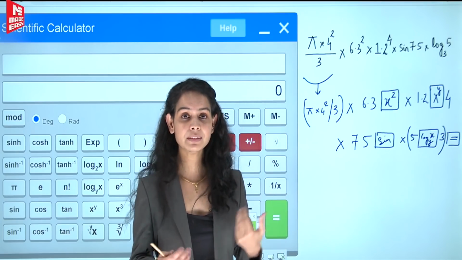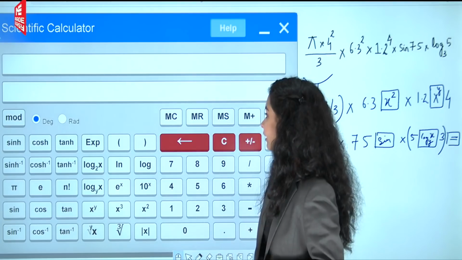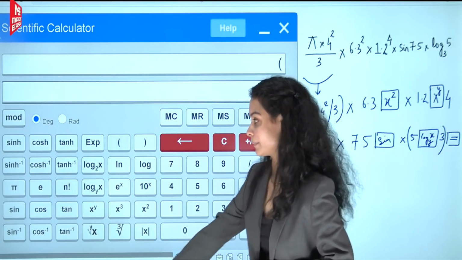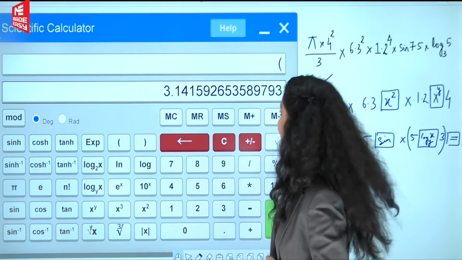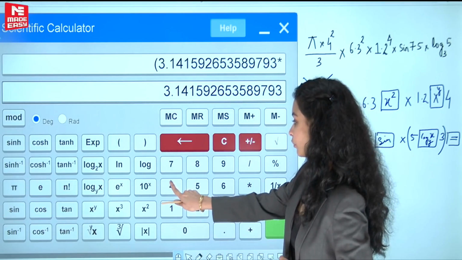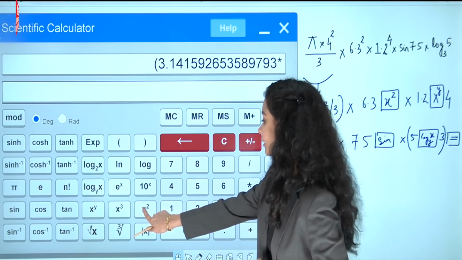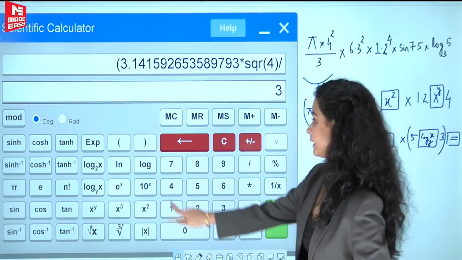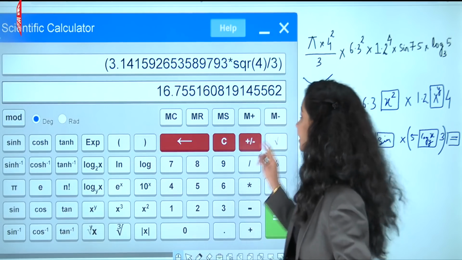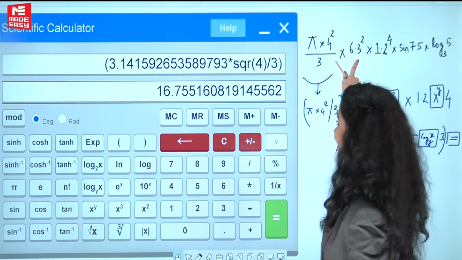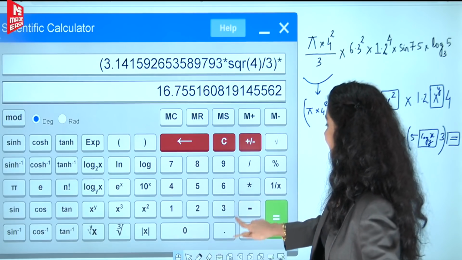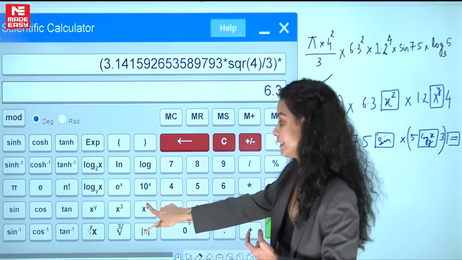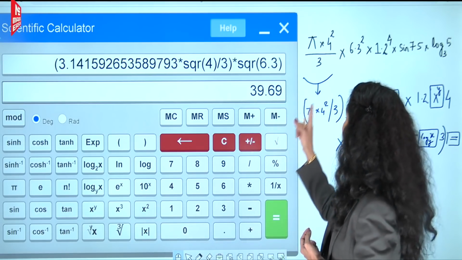Let's see how it is performed in the virtual calculator. So first is pi into 4 square divided by 3. Open the bracket, pi, directly you can take it from here, into 4 square, 4, and then x square you can use for this. 4 square divided by 3 is divided by 3 and then close the bracket. This first term is solved here. Then is 6.3 square. So multiply 6.3, use x square. So enter the value of x and then the x square. This term is solved.